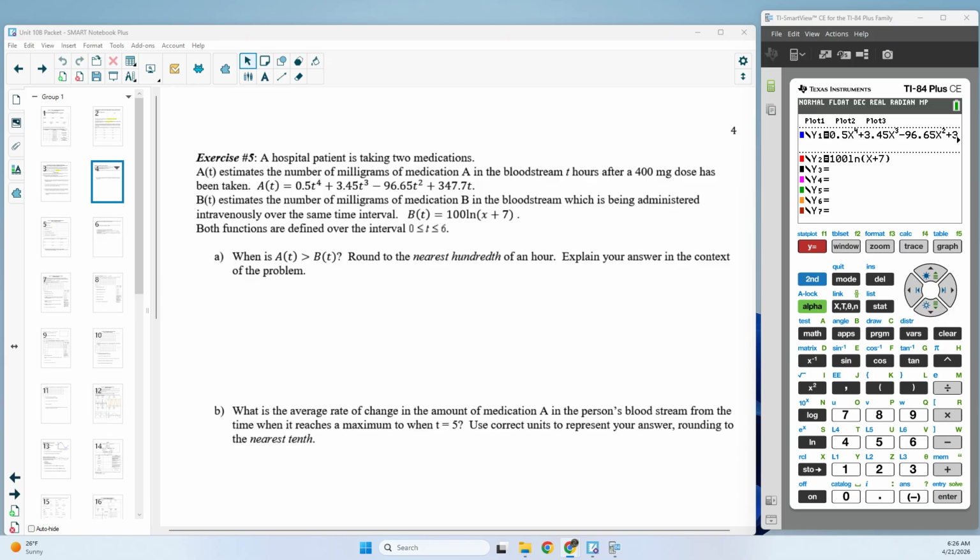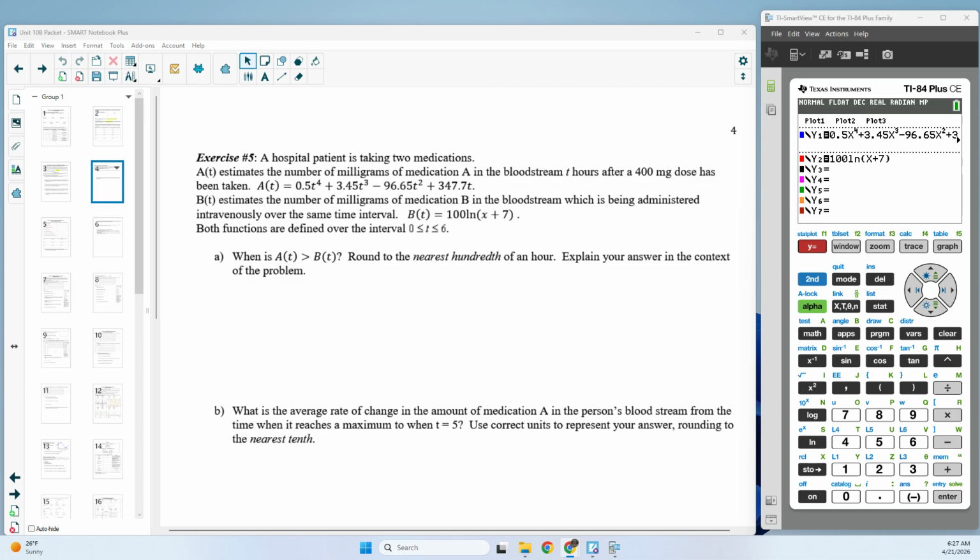It says B of T estimates the number of milligrams of medication B in the bloodstream, which is being administered intravenously over the same interval. So there's some sort of IV, right, and they're getting another medication, and this is a log function, parent function L of X, shifted 7 to the left, and vertical stretch of 100. So that particular equation models what's going on with that medication. Both functions are defined over the interval from 0 to 6.